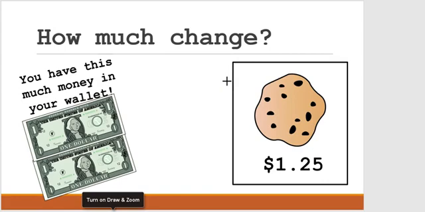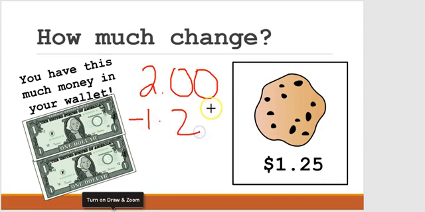And time is up. So what you should have been thinking about is your money is going to go down. So when our money goes down, we want to subtract. We have $2 in our wallet. We purchased $1.25 worth of a delicious cookie. And we need to subtract. We need to figure out how much change is left over, how much money we can put back in our wallet or a pocketbook or a purse or whatever you carry your money in.